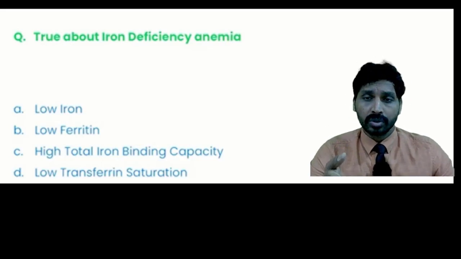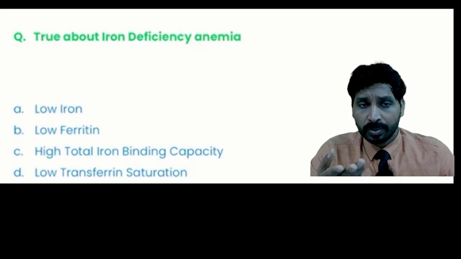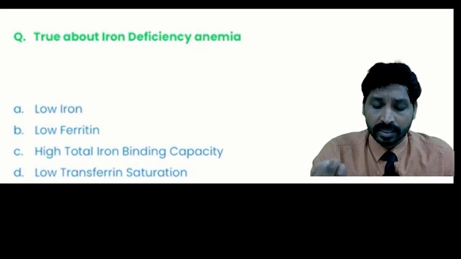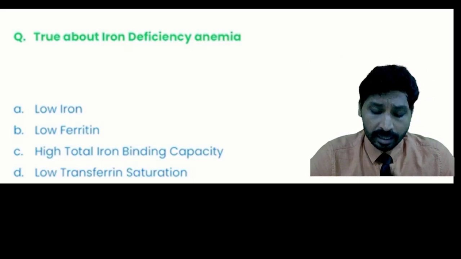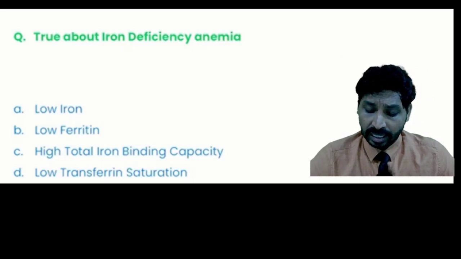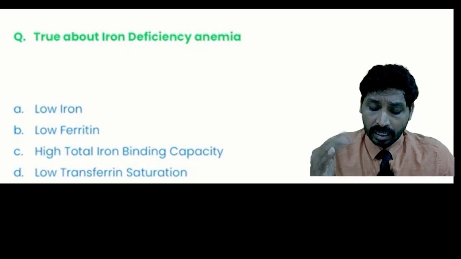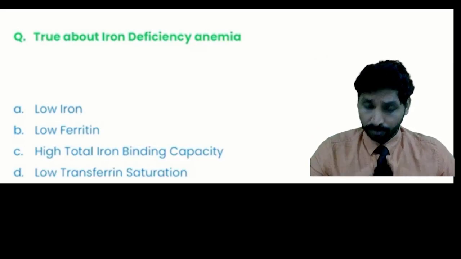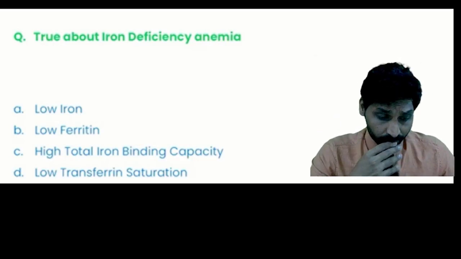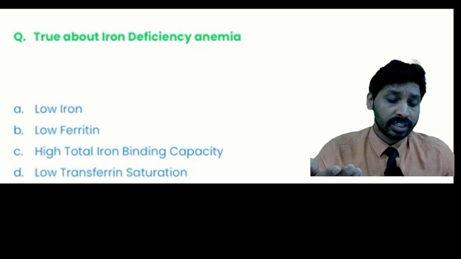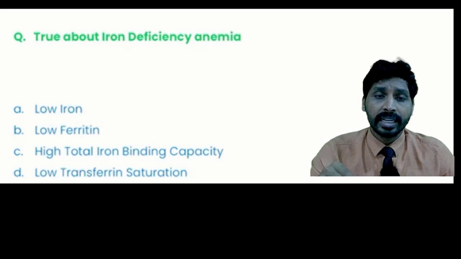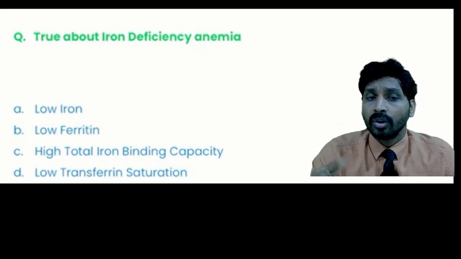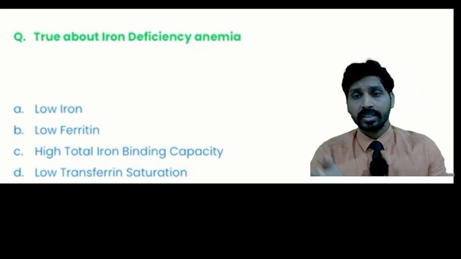What are the characteristic features given? The options are low iron, low ferritin, high total iron binding capacity, and low transferrin saturation. Low iron gives feedback stimulation for the transferrin levels to increase. Transferrin saturation is calculated as serum iron divided by serum total iron binding capacity, so it decreases. These characteristics are true.